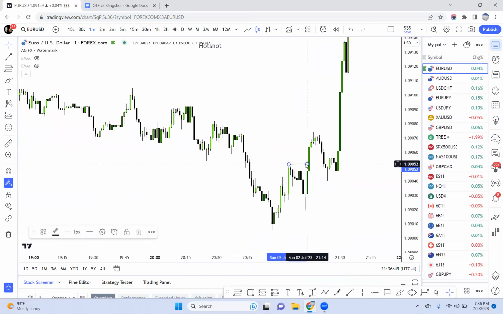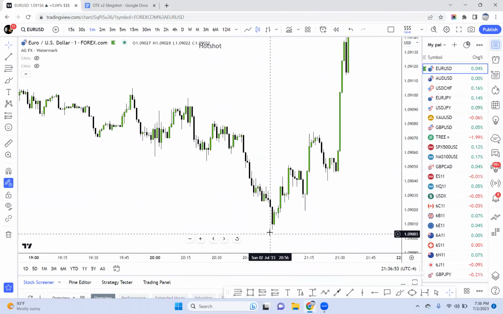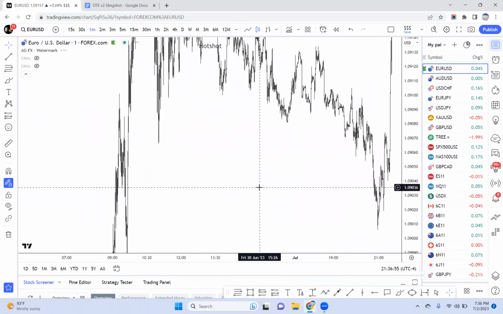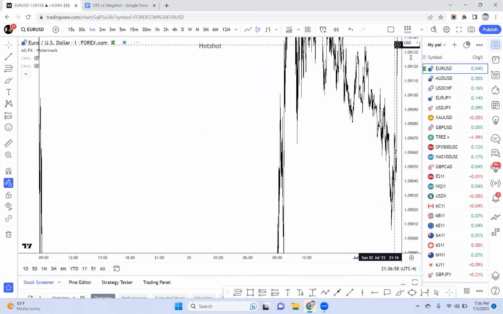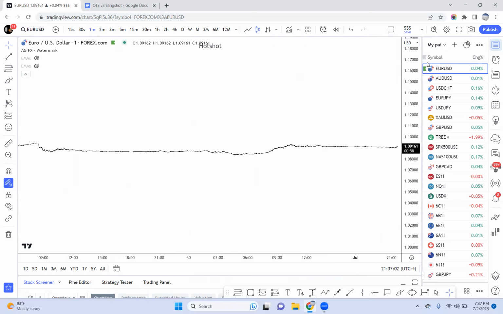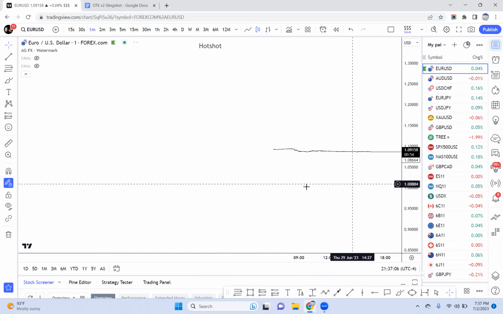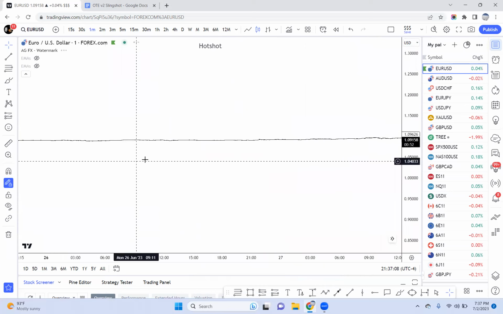The optimal trade entry, we're going to have a little bit of steps to the slingshot. The addition to this OTE is going to be the slingshot. How are we going to use the slingshot? I will show y'all right now. Now, what makes the optimal trade entry optimal, you may ask? Isn't it just Fibonacci trading?